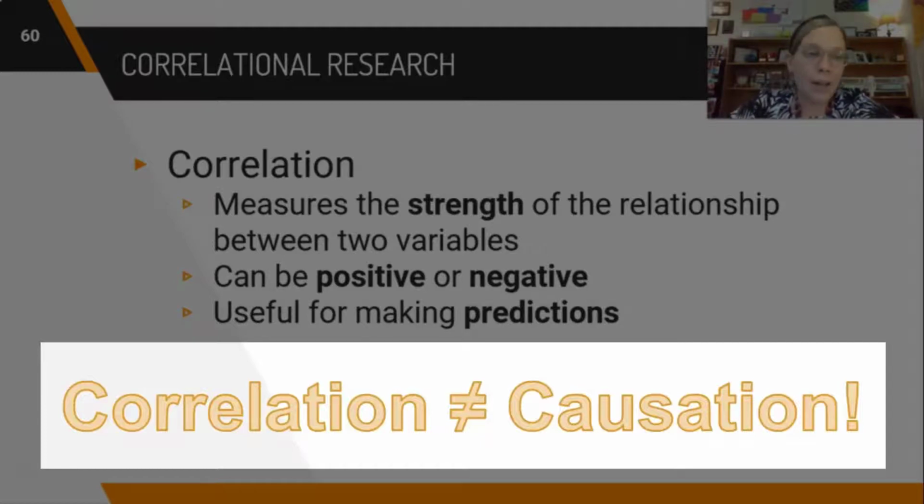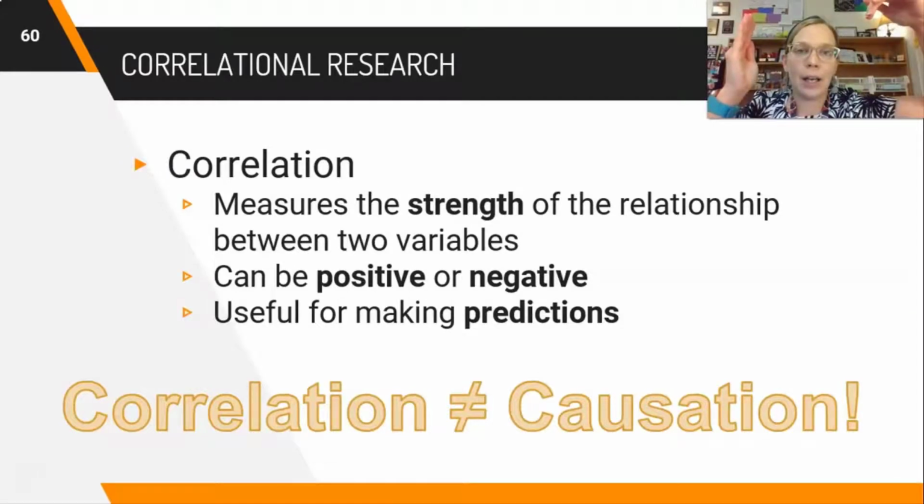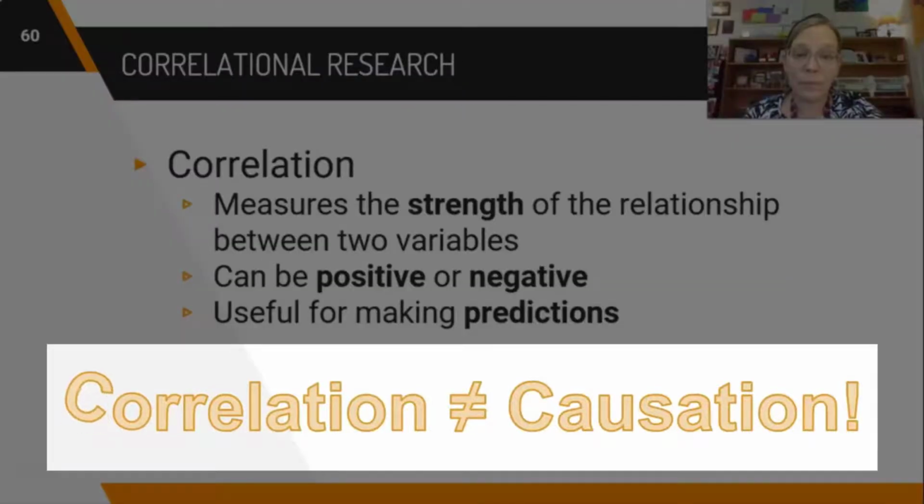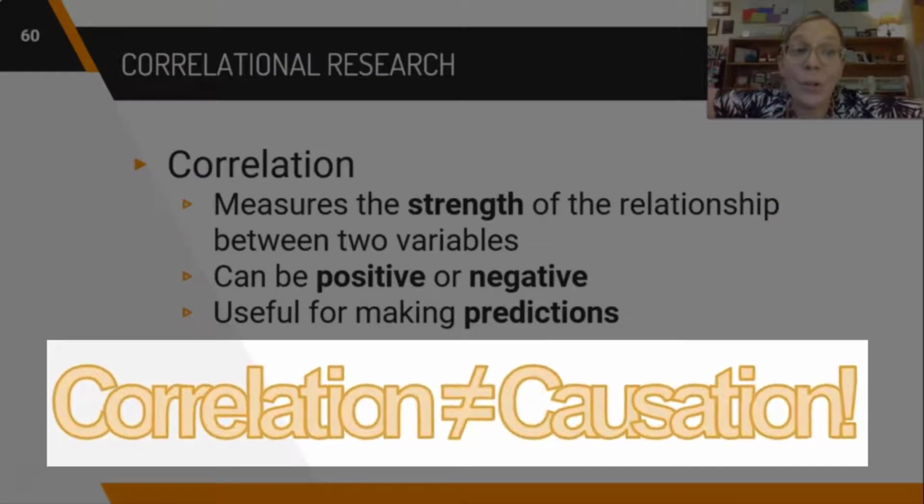So just because an increase in watching television has a relationship with a decrease in test scores doesn't mean that watching television makes you dumber, right? It just means there's a correlation. We can't say that it causes it necessarily, all right? So there is a relationship, but that's all we can say. It is not causation. Say it again. Correlation is not causation.